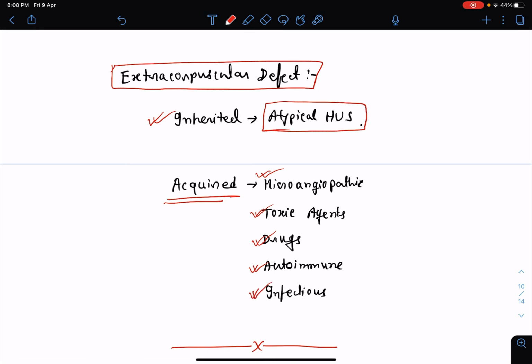Okay, so this summarizes the classification of hemolytic anemias. And this is how we're going to approach initially to a patient of anemia, and we're going to find out what type of anemia he is having.